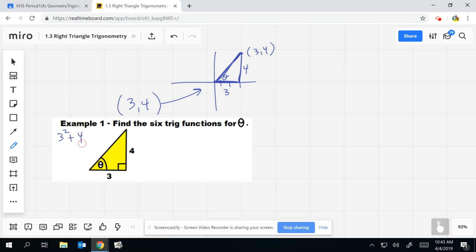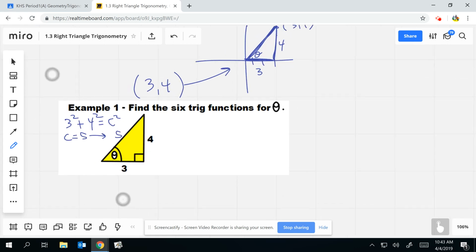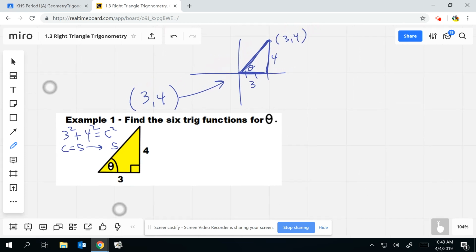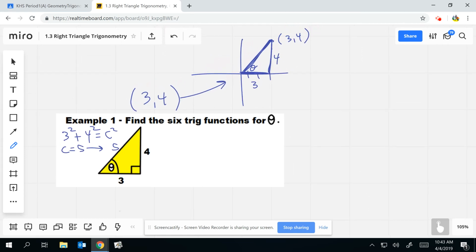3 squared plus 4 squared equals c squared. If you solve this, you'll end up with c is 5. So this side right here is a 5. Now the reason that we need that 5 is so that we can find all of the trig functions. We need to use our SO and our CA and our TOA to get the 6 functions. So we want to find, it says find the 6 trig functions for theta.